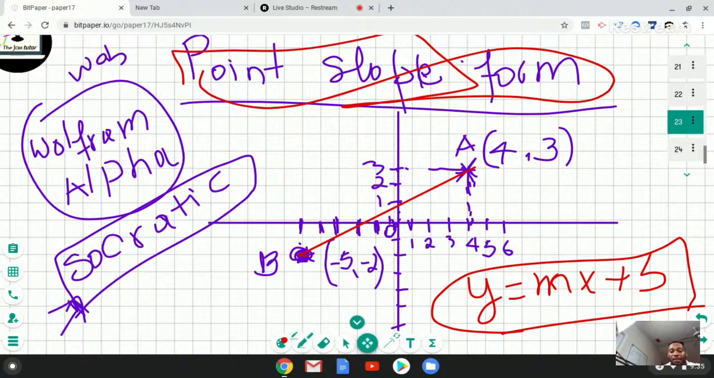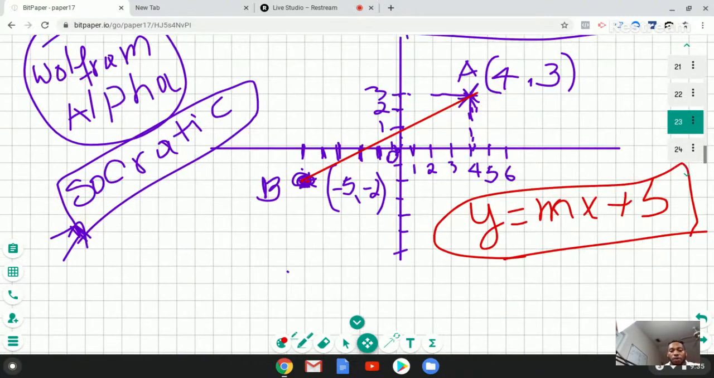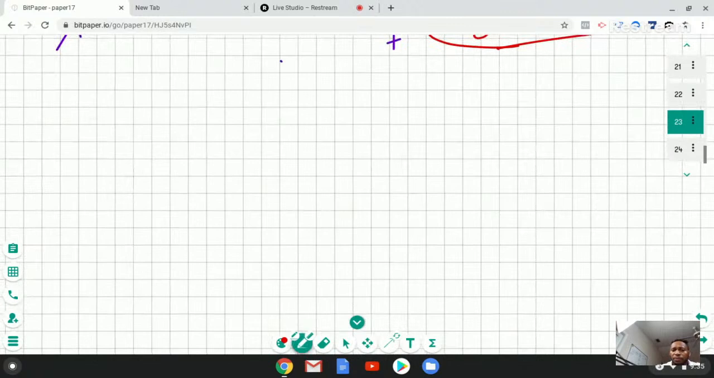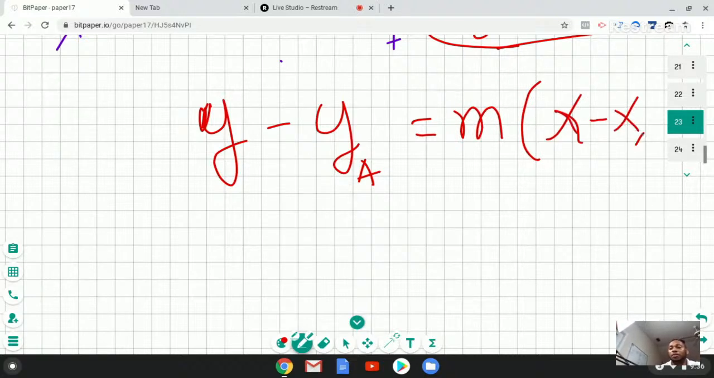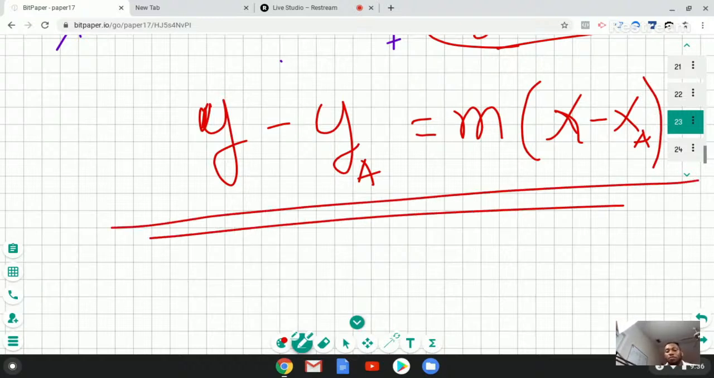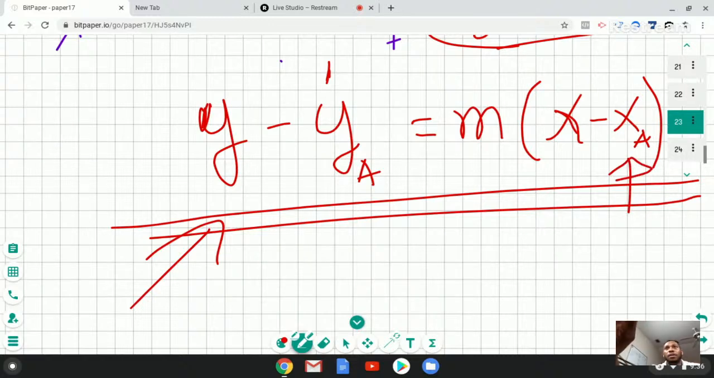The way that looks is, the point slope form looks something like: y, the variable y, minus the y of the point A is equal to the slope m times x minus the x of the point A. Or you can write it in terms of B. So when you look at this equation right here, you'll say, oh, okay, this is the x coordinate of the point A.